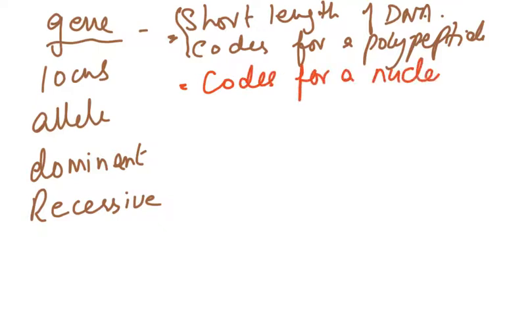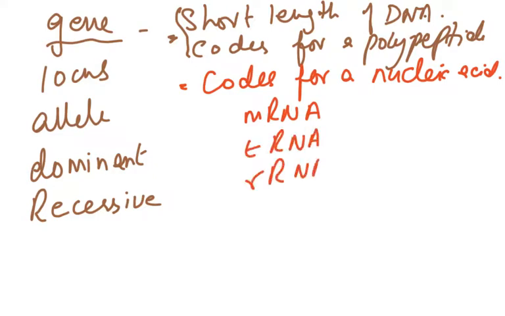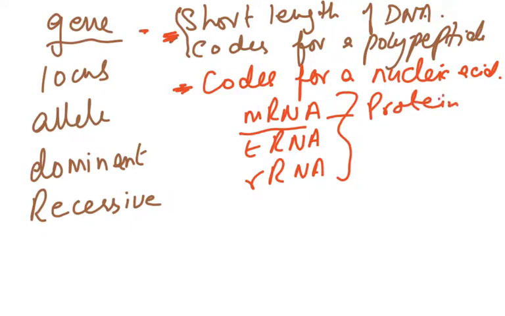Codes for a nucleic acid, because you've got to remember that the mRNA, the tRNA and the rRNA are all also coded by the DNA. So the latest definition for gene is that number one, it codes for a polypeptide or a protein, and number two, it codes for a nucleic acid. As you know, mRNAs result in the formation of proteins, but tRNAs, where do they come from? They are also coded by the DNA. Similarly, the ribosomal RNA is also coded by the DNA. So this is a newer version of the definition of gene.